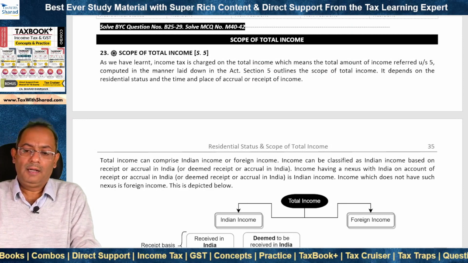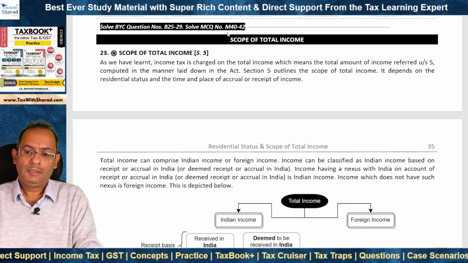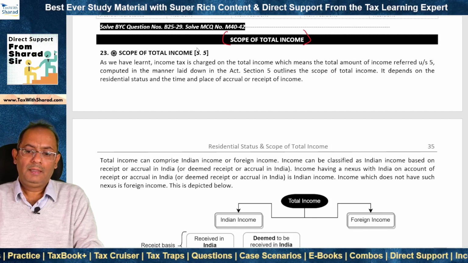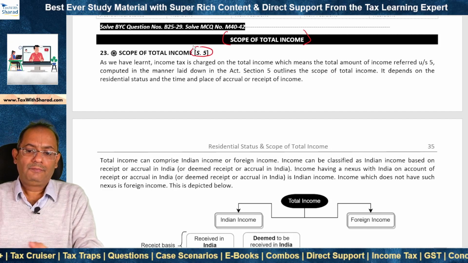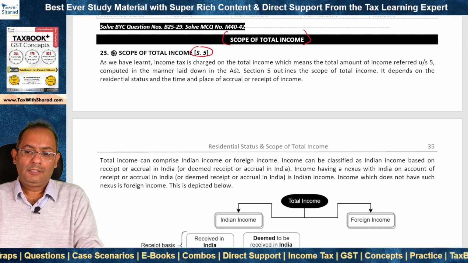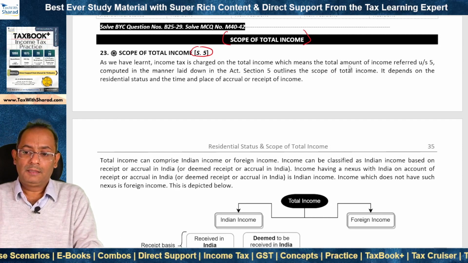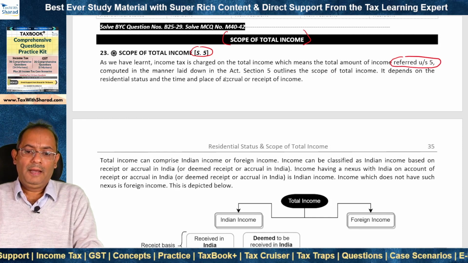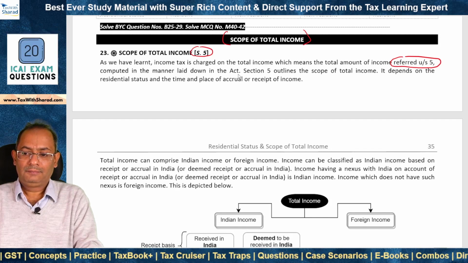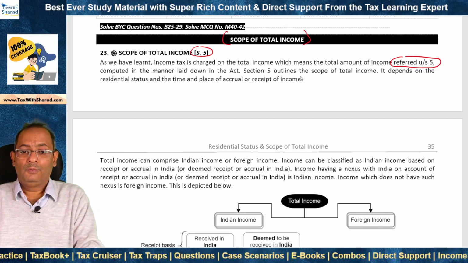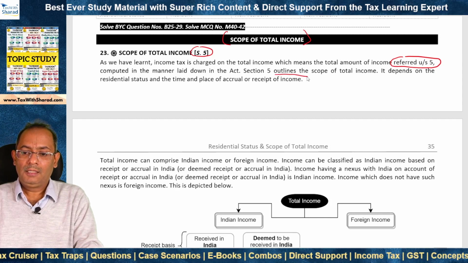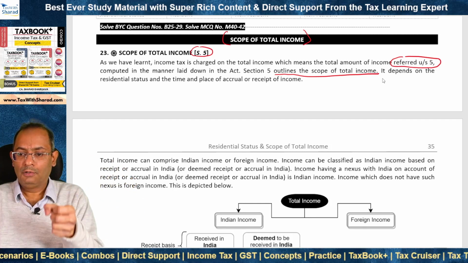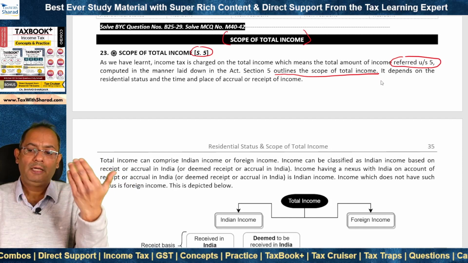We have seen the provisions regarding residential status, and now we will see the provisions regarding scope of total income. And scope of total income is captured by section 5. As we have learned, income tax is charged on the total income, which means the total amount of income referred to under section 5 and which is computed in the manner laid down in the Act. So section 5 becomes important. What does section 5 do? Section 5 outlines the scope of total income. That means what are the items of income which are within the scope of total income and what are the items of income which are outside the scope.